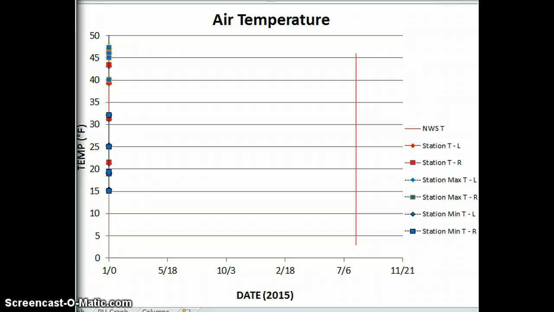The Beaufort number was at 0 that day with partial cloud coverage, and there was no precipitation that day.